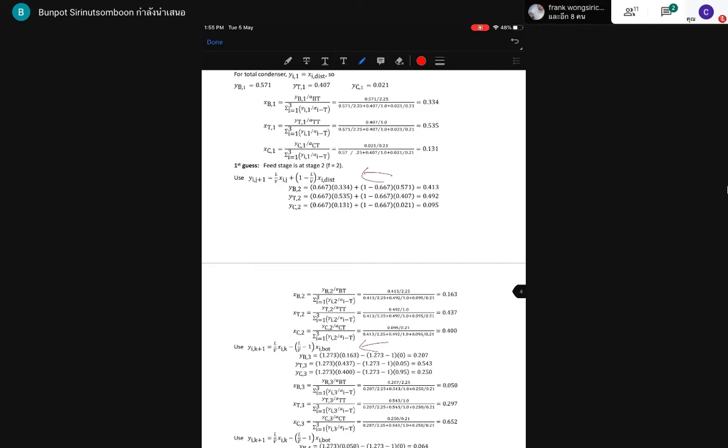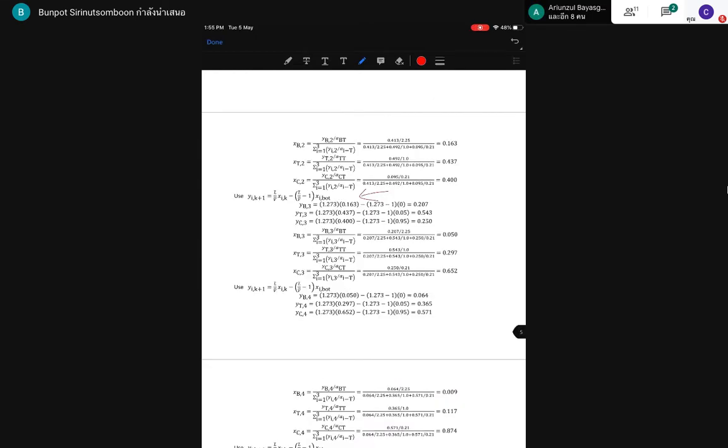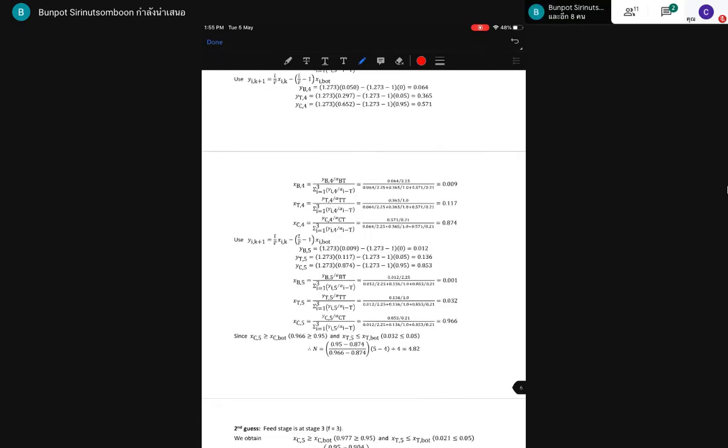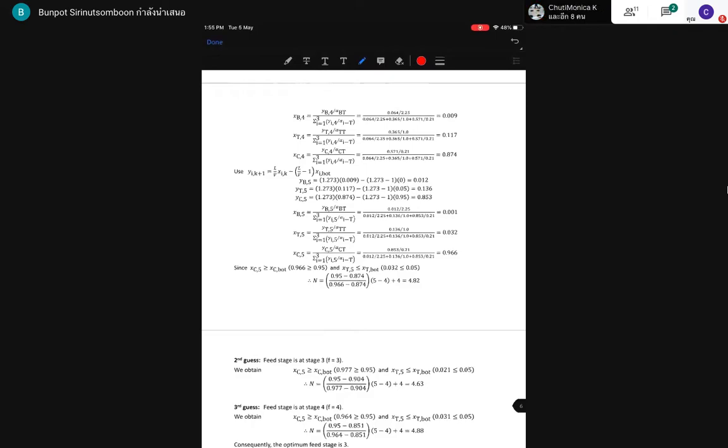So I switch the operating line equation from the enriching one to the stripping one when I go from one stage above the feed stage to below the feed stage. Okay. Yeah, keep doing it until I got the number of stages to be 4.82. Okay, I did some interpolation here just to be exact.